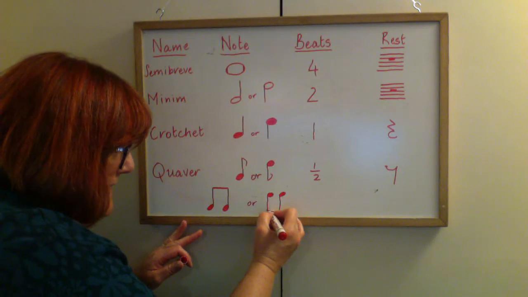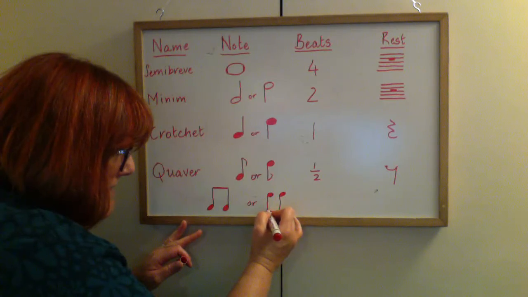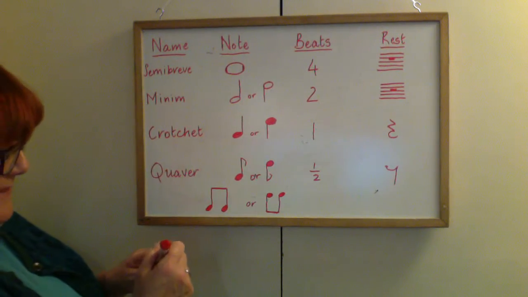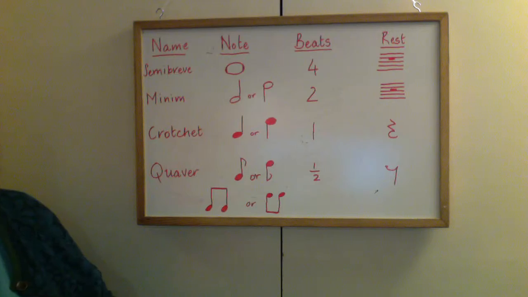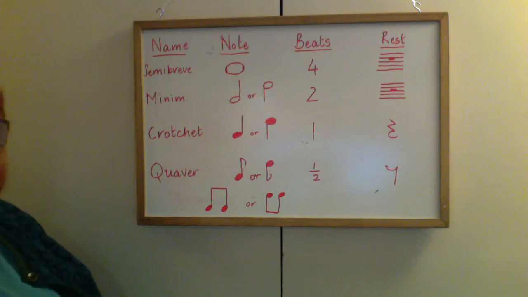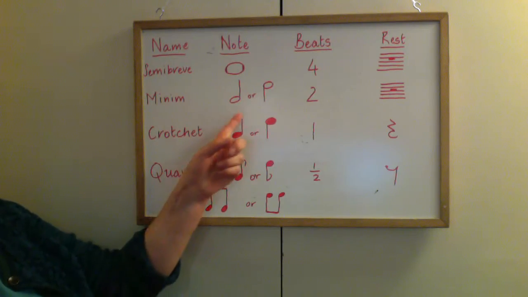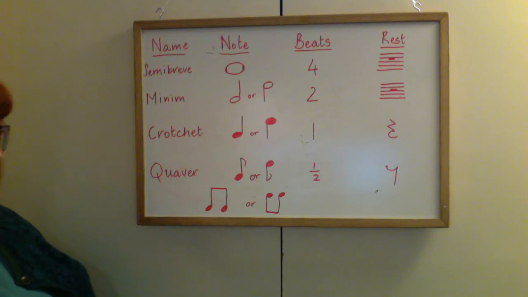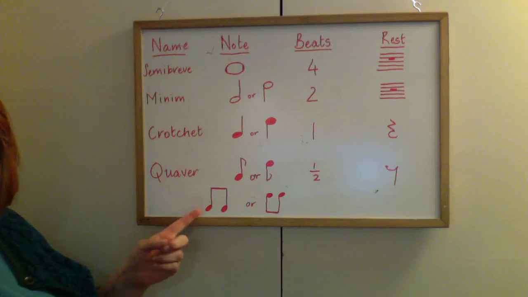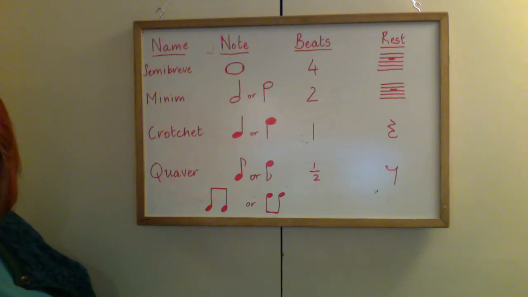And it has an ever so slightly thick line that joins them, a little bit thicker than the stalk. So if you see two quavers joined together like that, you will remember that they're quavers. They are not joined up crotchets. Crotchets do not have tails, so they can't be joined up. But quavers have tails, so they can be joined up, which is very exciting.